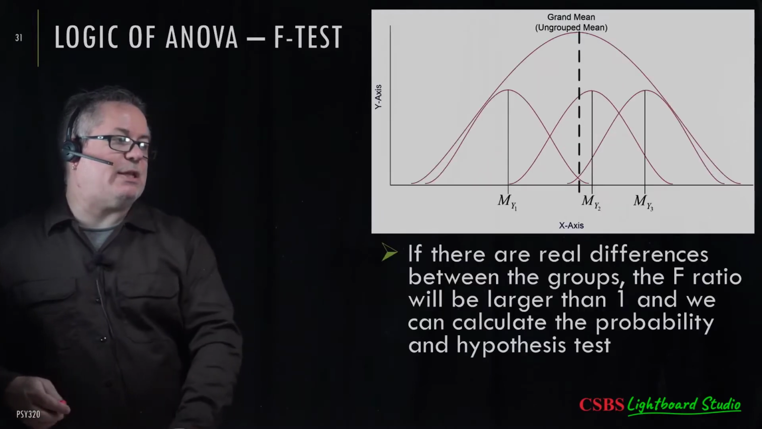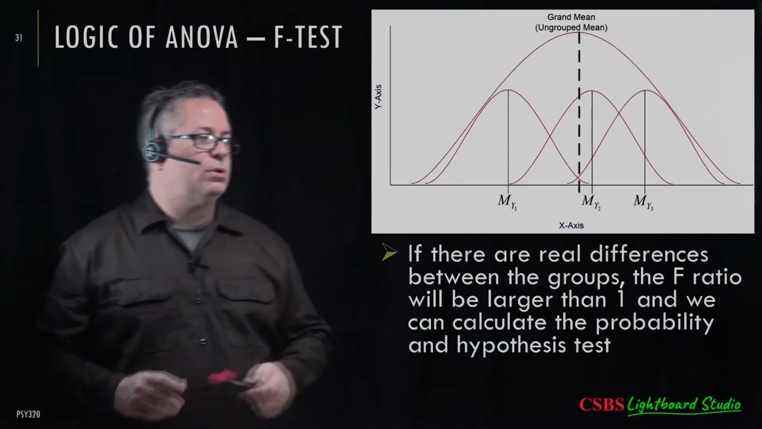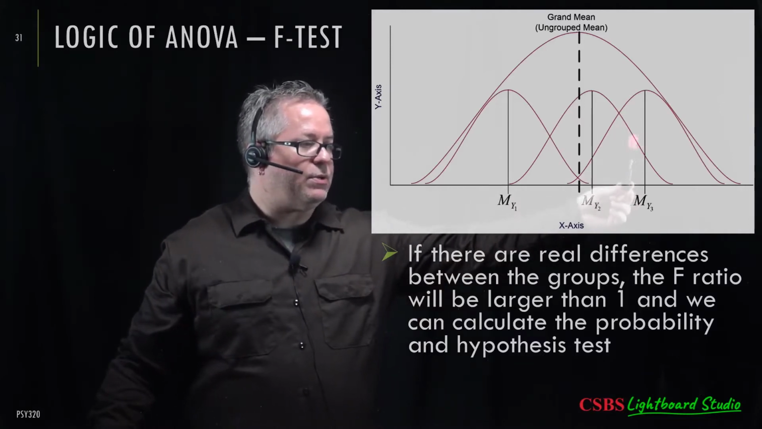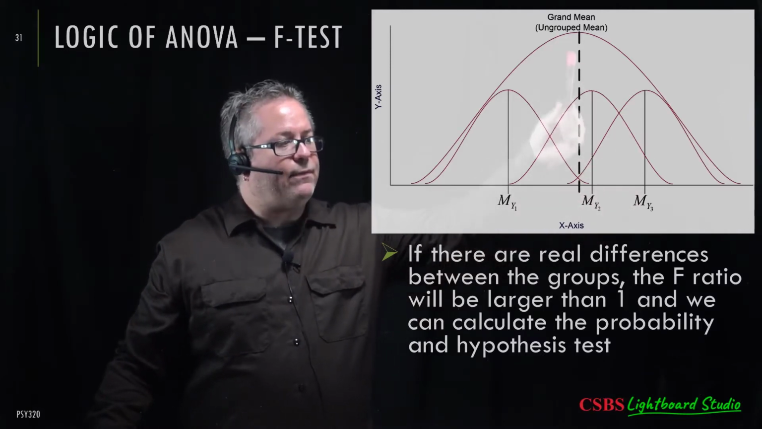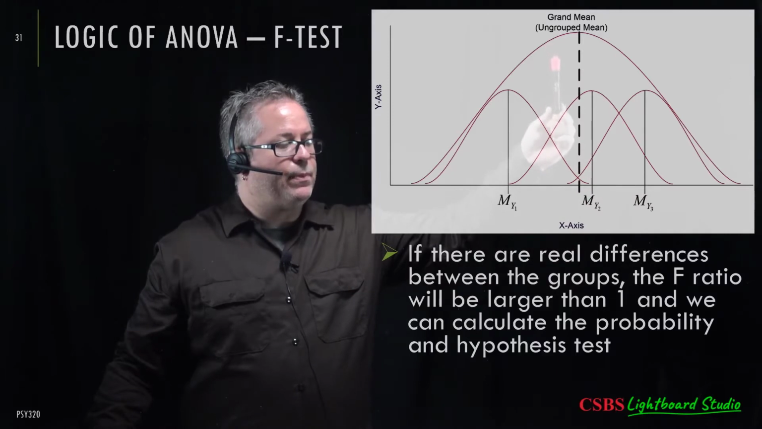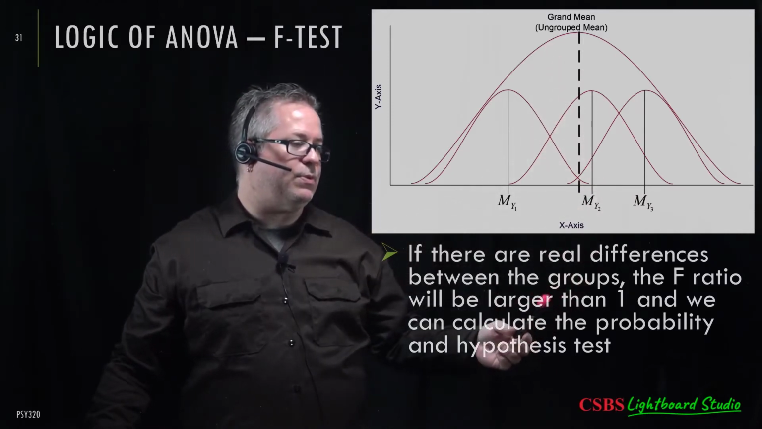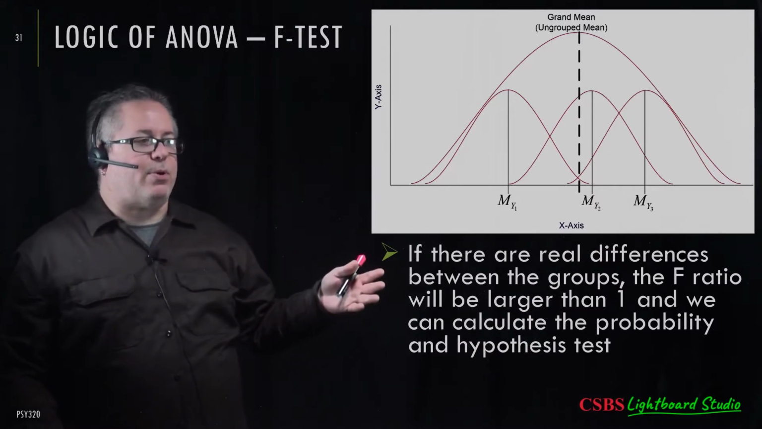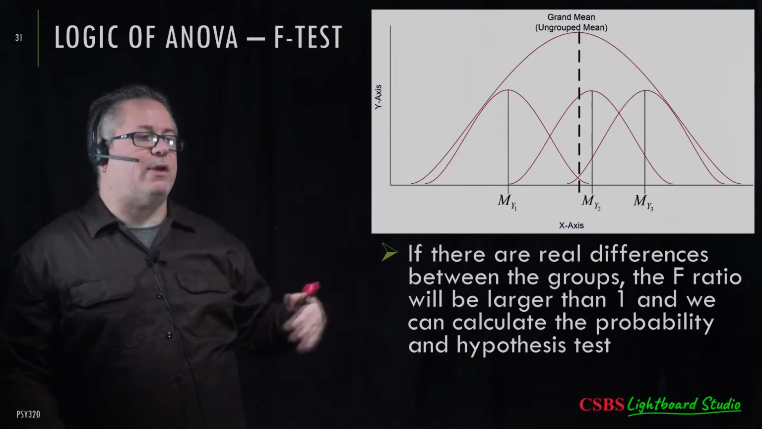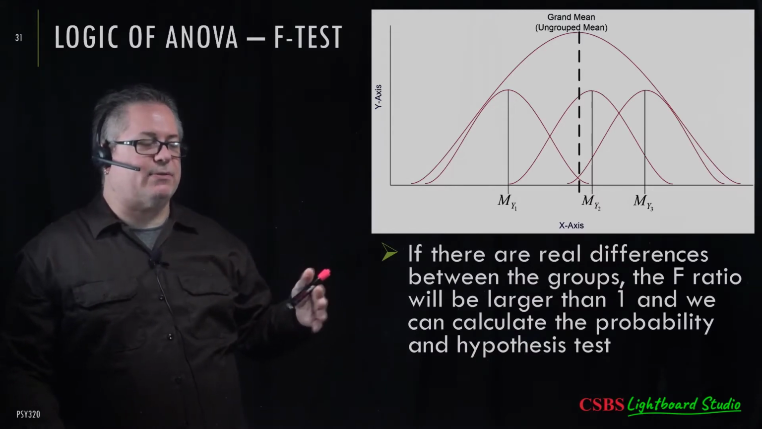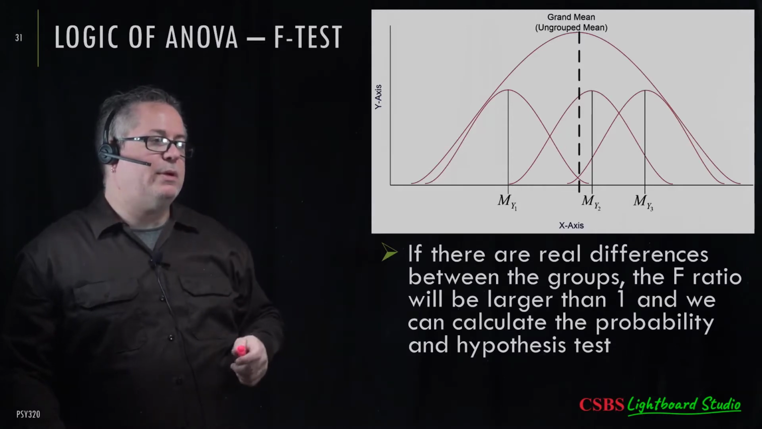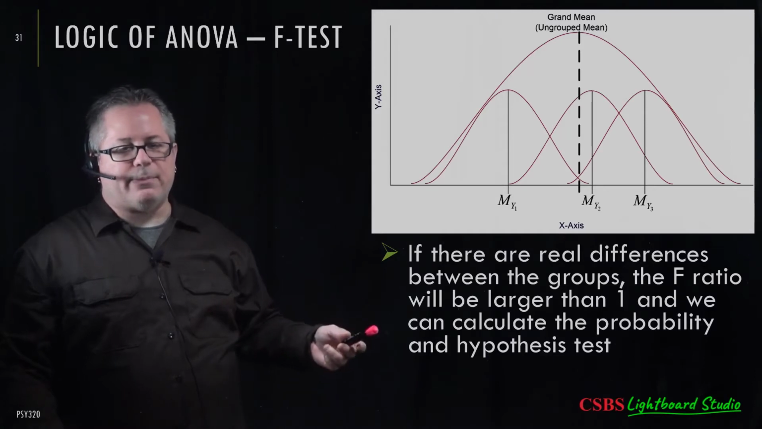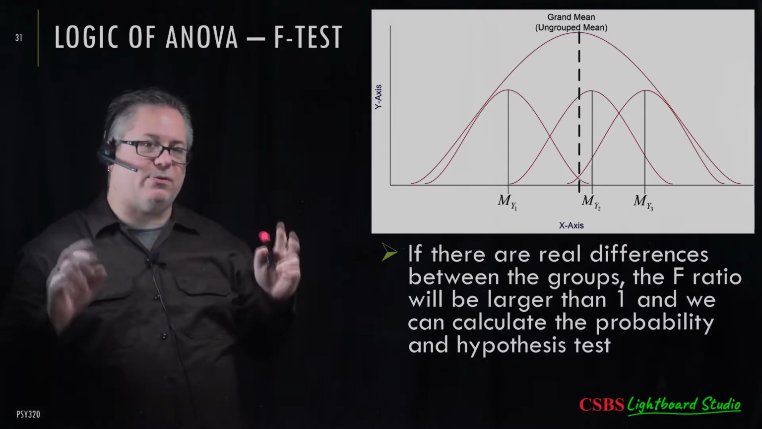As those differences get larger, the means start to spread apart, and you start to see them vary away from the grand mean like this. If there are real differences between the groups, the F ratio will be larger than 1. The farther apart the groups are, the bigger the F ratio is going to get. It's going to get more and more positive, moving farther and farther away from 1. So we need to calculate the probability. How far away from 1 do we have to be for it to be significant?